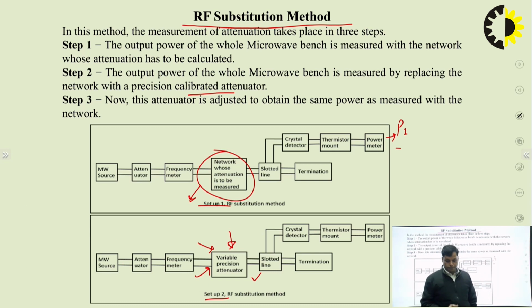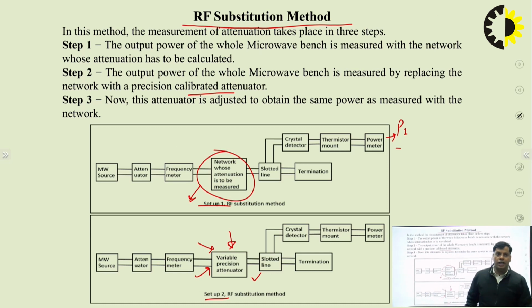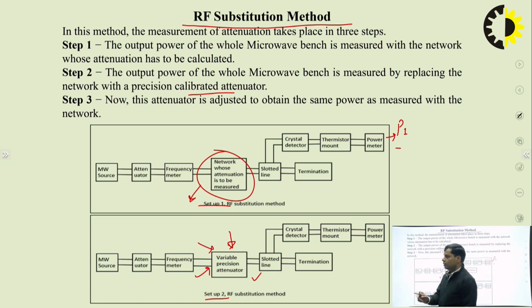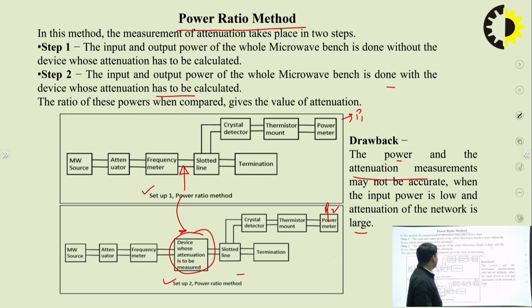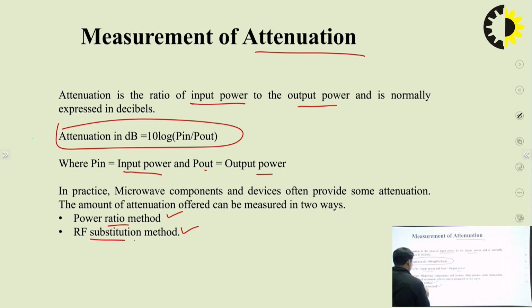So in this way, with the help of adjustment, we are calculating the attenuation value. We can get the exact value of the attenuation, which we cannot get in the power ratio method. So with the help of these two methods, the power ratio and the RF substitution method, we can get the value of the attenuation. In dB we calculate it as 10 log of P in over P out.